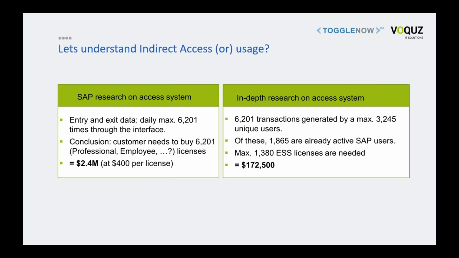And then when we're doing a further analysis, it turns out 1,865 already have a named user account. So that's really behind a lot of these conversations where SAP claims you have to buy a massive amount of licenses. It's usually up to you to see, well, do some of these people have a named user license or not? And so in this case, we can show, yes, a majority actually have licenses.